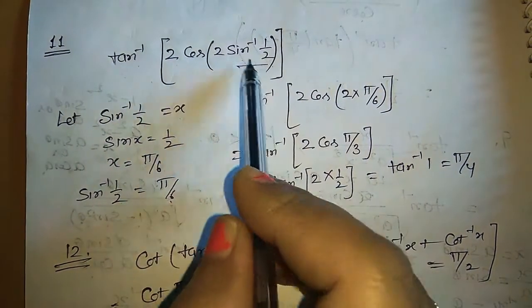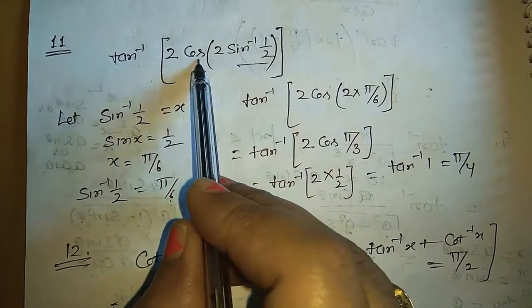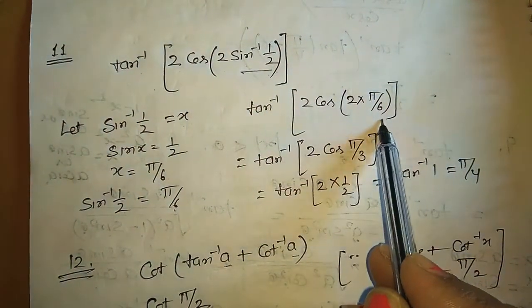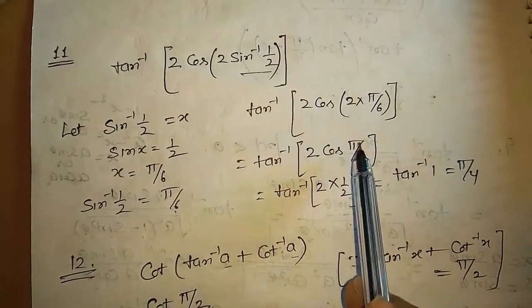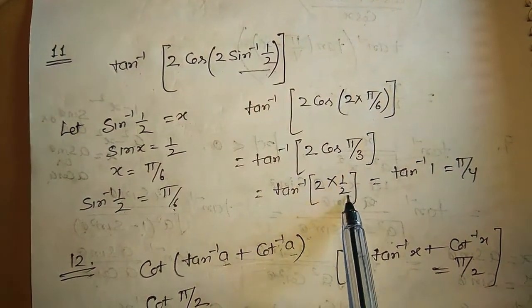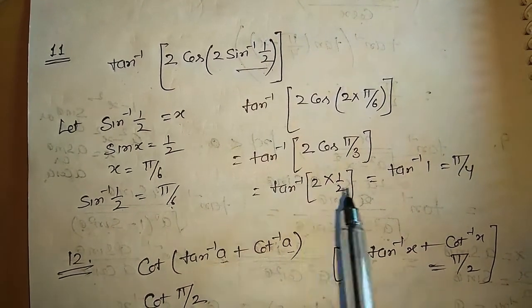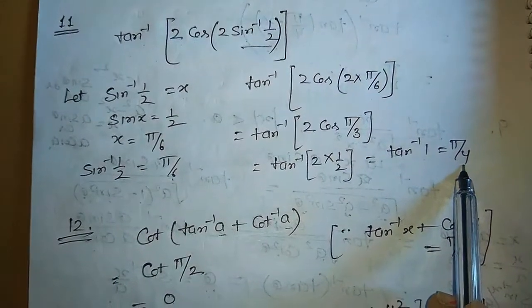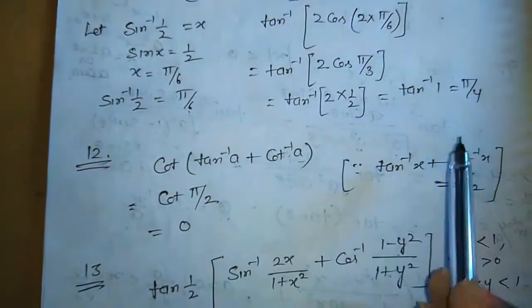And put this in. Then tan inverse 2 cos 2 times pi by 6. So 2 threes are 6, it is pi by 3. 2 cos pi by 3 means cos 60. Cos 60 value is 1 by 2. 2 cancels with 2, so it will be tan inverse 1. And this is pi by 4. This is the answer.